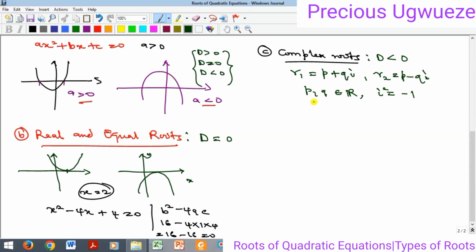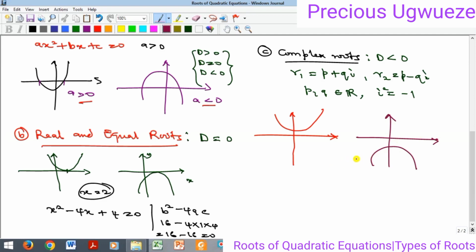Okay, so now what is the nature of this graphically? When you have your graph, it is going to look this way. When a is greater than 0, the graph is not going to touch the x-axis at all. Remember that the x-axis represents the real line where you have real numbers, but since this is just complex numbers, it's not going to touch the x-axis at all. So it's going to be something like this. And if a is less than 0, it's going to be something of this nature. Okay, so it's not going to touch the x-axis at all.